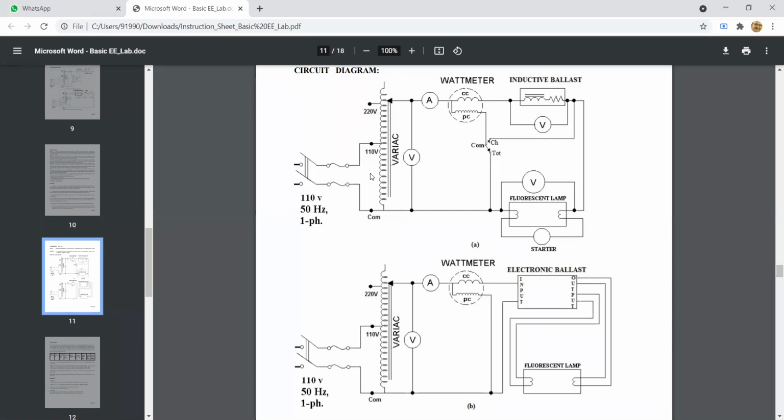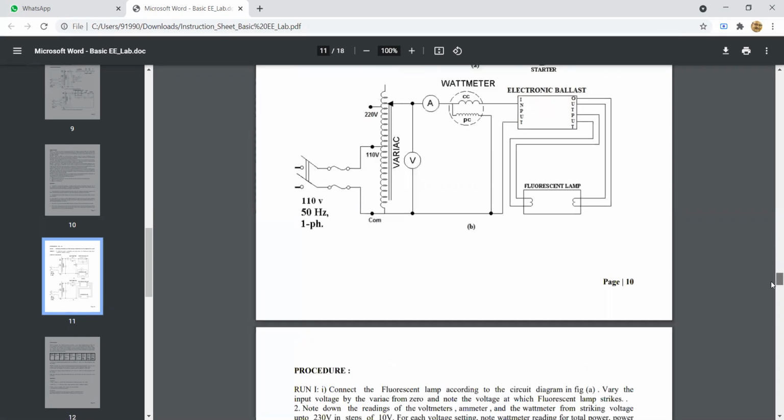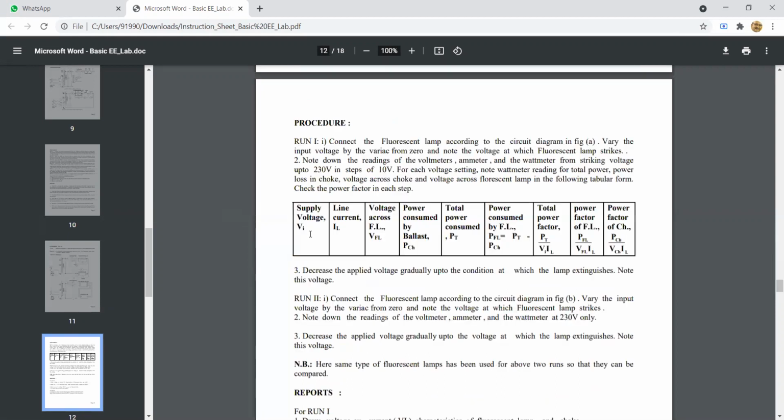From 200 to 230, we will do 7 readings. So when the input voltage, see this chart, you have to go for this supply voltage. We will complete this table for 7 values of supply voltage. One value is missing. You have to write that down. This value is here, I think.